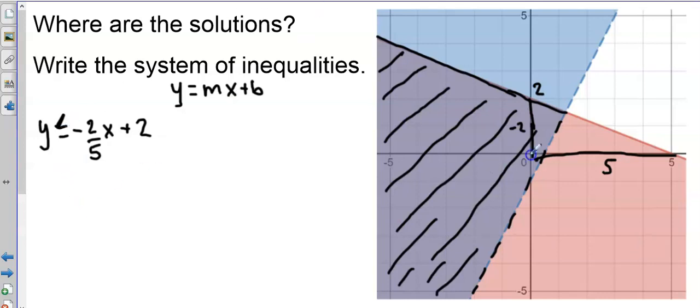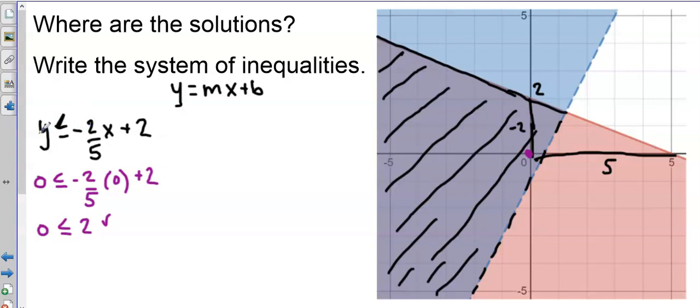So I like to choose the test point 0, 0 right here. Now I can see that 0, 0 is in the shaded region. So if I substitute the point 0, 0, 0 in for x, 0 in for y, then I should have a true statement if I got my inequality symbol correct. So here I've substituted in the point 0, 0, 0 for x, 0 for y. And when I simplify this, I have 0 is less than or equal to 2. Now that's a true statement, so I can feel confident with the symbol that I chose.